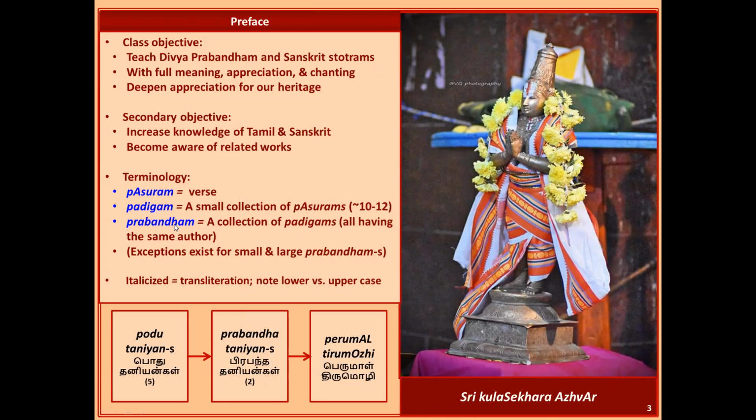Now, because I want us to pronounce things correctly, I'm going to be using an italicized notation for transliteration. In other words, whenever I'm writing non-English words, I will try to use an italicized notation. In the italicized notation, things have a specific pronunciation. For example, the capital letter and the lowercase letter have different pronunciation. For example, in perumAl, this capital A is an elongated vowel. The capital L is a different sound from the lowercase l. I will be using an italicized notation, and I'll explain that as we go along, okay?